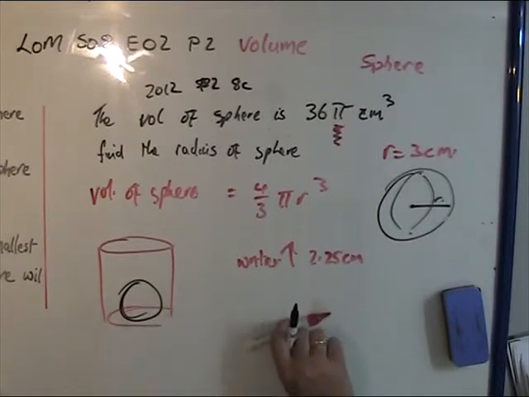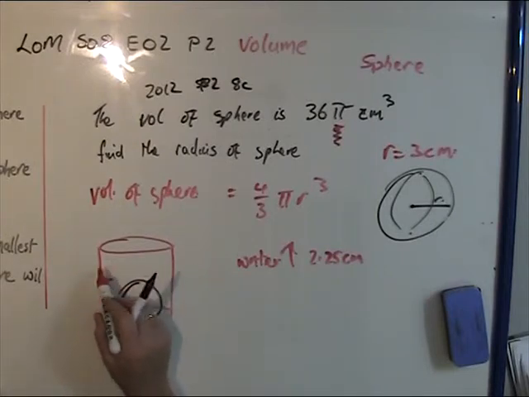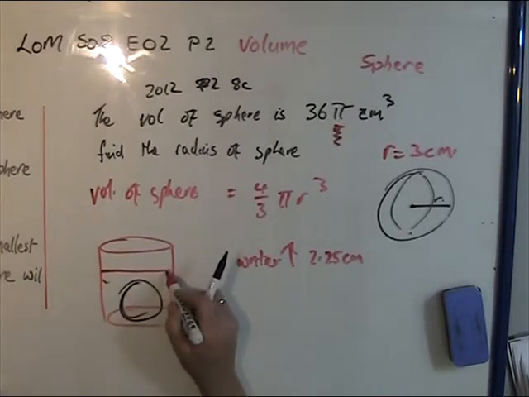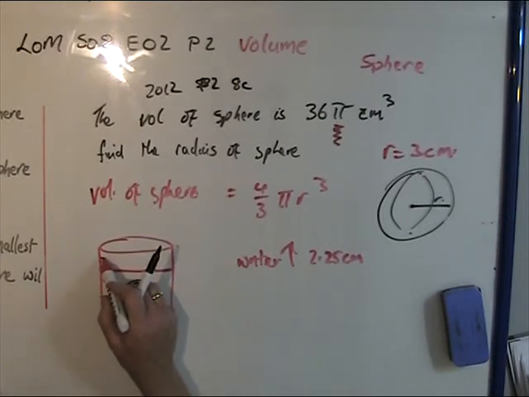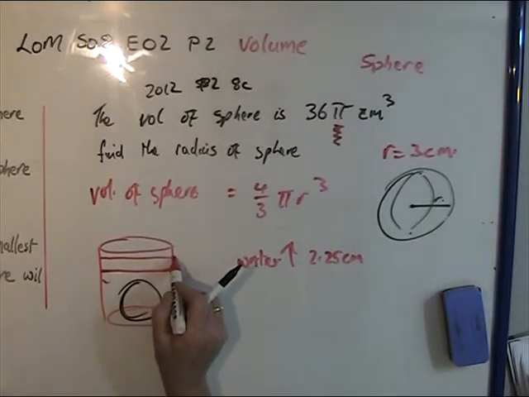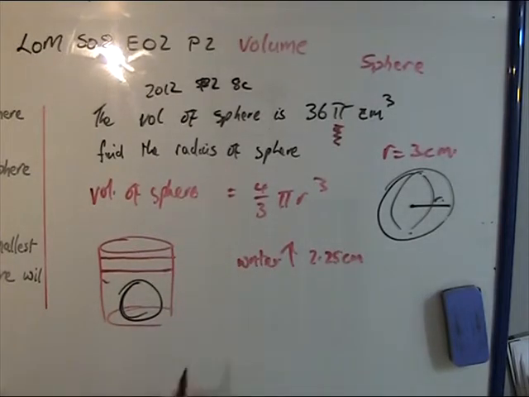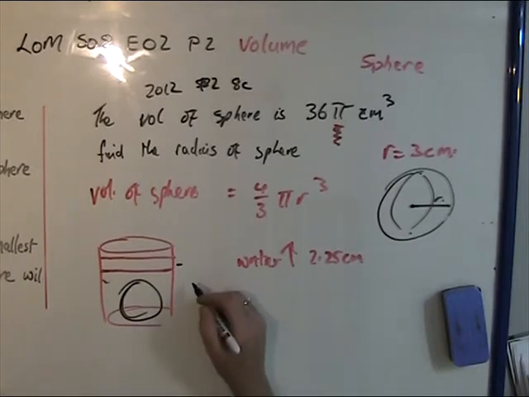So at one stage, before the sphere came in, the level was there. And when we put that sphere into the water, through displacement of water, which is Archimedes' principle. Do you remember Archimedes? Eureka! He shouted when he discovered that the volume of an object can be represented by the displacement of water.